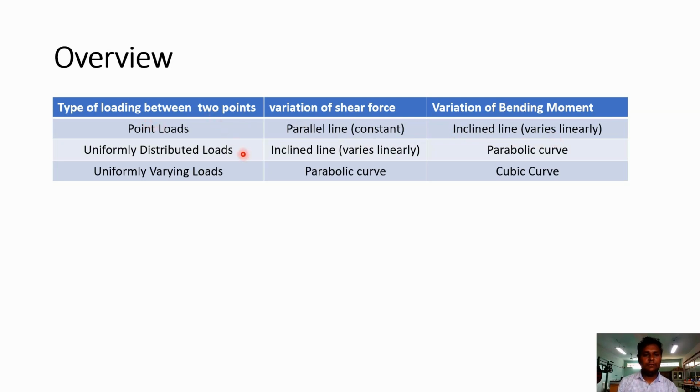Now next, when we have uniformly distributed loads between those 2 points, then the respective variation of shear force is an inclined line, which means the shear force varies linearly when we have uniformly distributed loads acting on the span between those 2 points, and at the same time the variation of bending moment is parabolic. And finally, when we have uniformly varying load, the respective variation of shear force is parabolic and the variation of bending moment is a cubic curve.